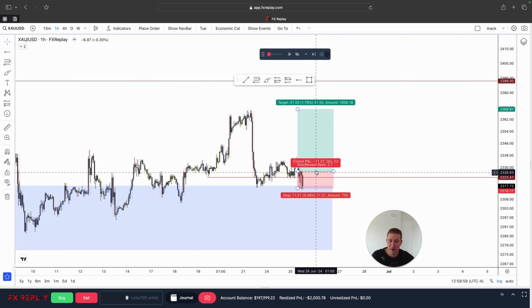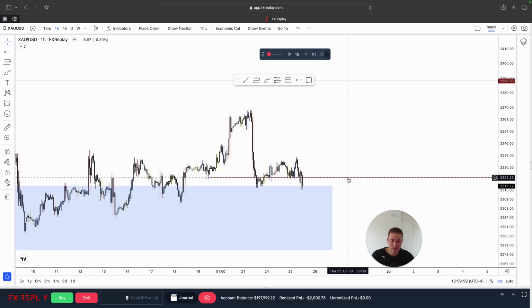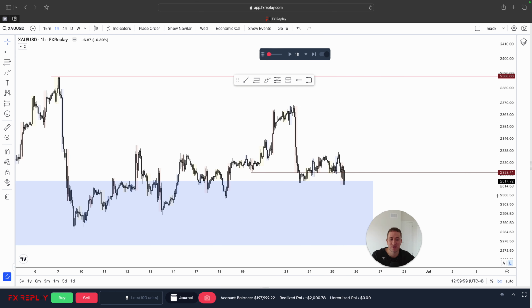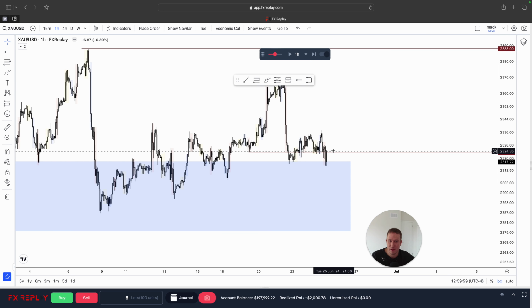So not the greatest reaction on this trade. We take a loss. Now we get to move on from it. And this is the beauty thing about backtesting, is you can just get so many reps in. You can go through price action pretty damn quick. Okay, so what I'm going to do now is kind of play this out.